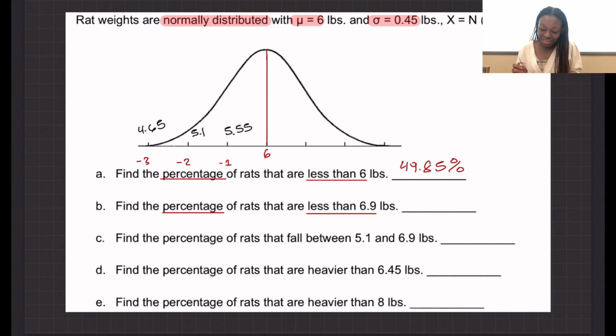So let's find the first standard deviation. We might have to find the second and third, but let's see. So 6 plus 0.45 is 6.45. Now, 6 plus 0.45 times 2 is 6.9.